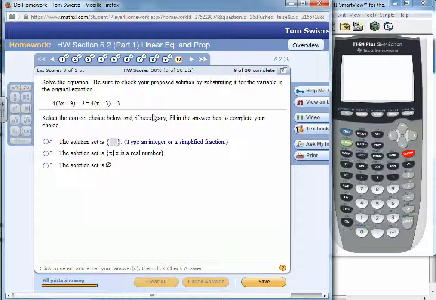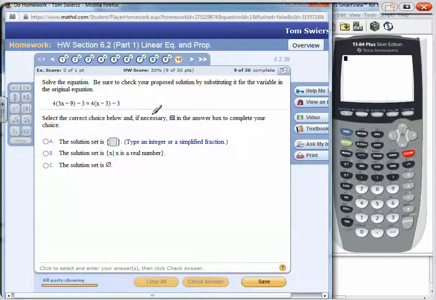Okay. Number 10, similar to the problem we just did. Again, I'll start with the 4 times 3x minus 9. I'll just distribute the 4 instead of copying it down. So 4 times the 3x is 12x. 4 times, bring down the minus, 4 times 9 is 36. The distributing of the 4 stops because of the right paren, and then we still have minus 3.